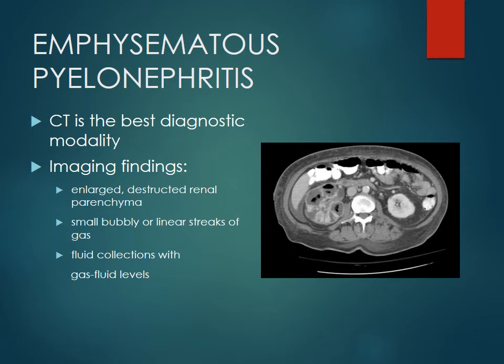Usually, the findings for emphysematous pyelonephritis would include an enlarged distorted renal parenchyma, presence of gas within the renal parenchyma, and fluid collection that may show gas fluid levels.